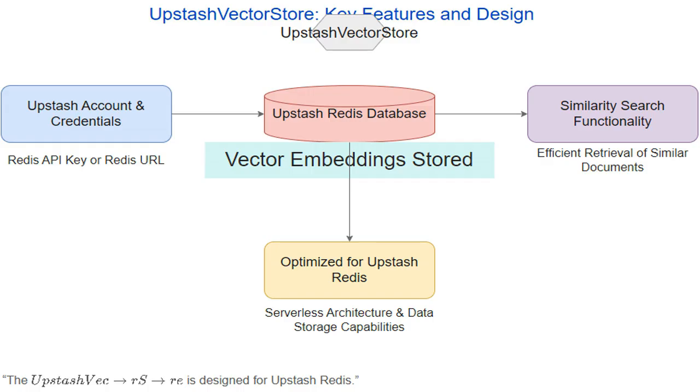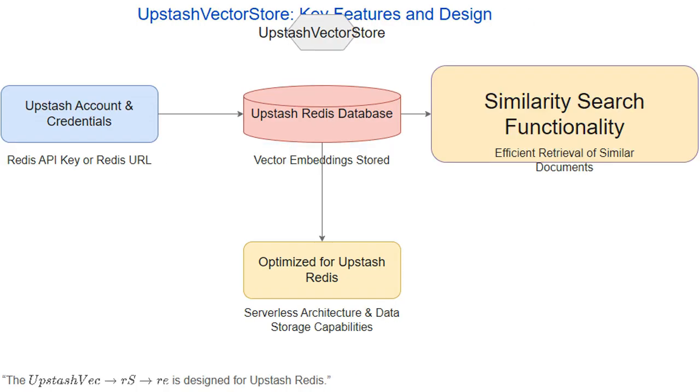The UpstashVectorStore is where vector embeddings are stored. But wait, what are vector embeddings? They are numerical representations of text or other data, capturing their semantic meaning. These embeddings allow you to perform similarity searches, finding documents with similar meanings. One of the main purposes is to provide similarity search functionality. It efficiently finds documents that are semantically similar to a query by comparing vector embeddings. This is useful for tasks like information retrieval and recommendation systems.